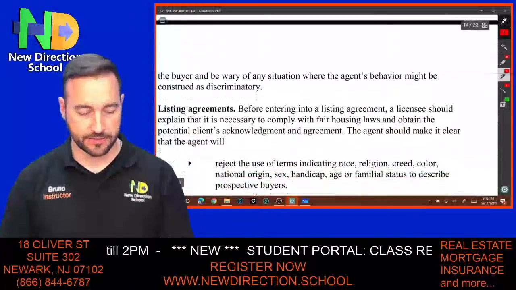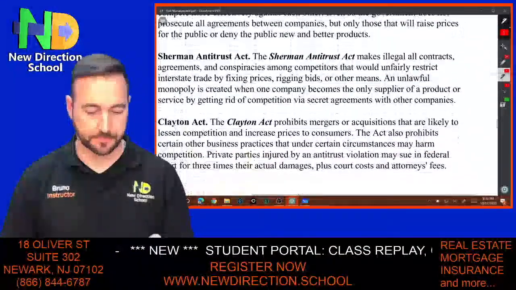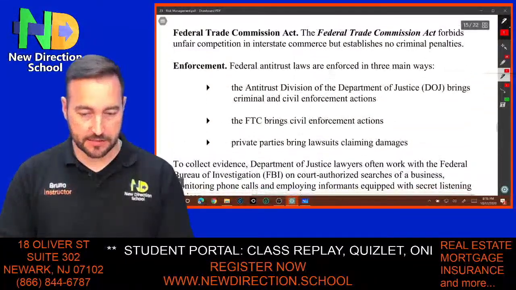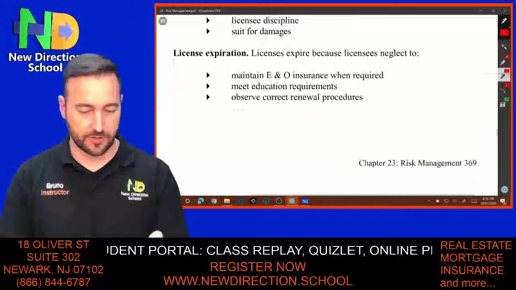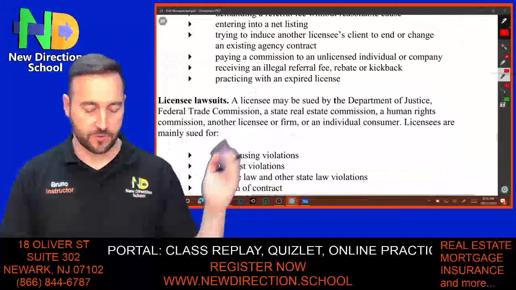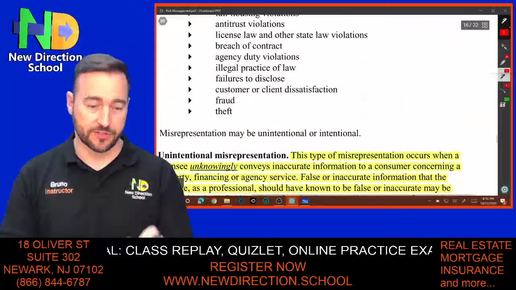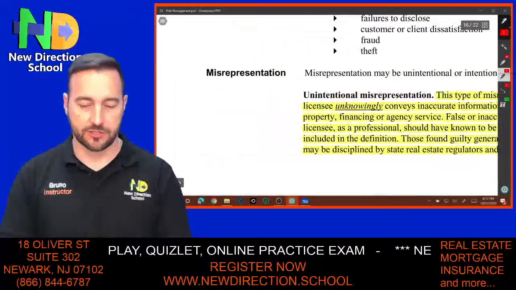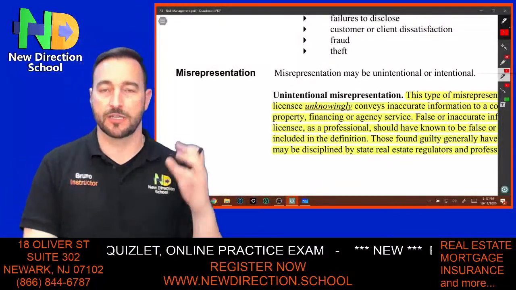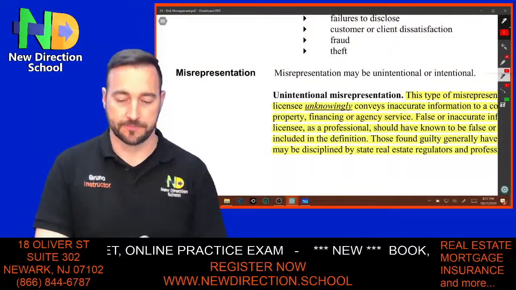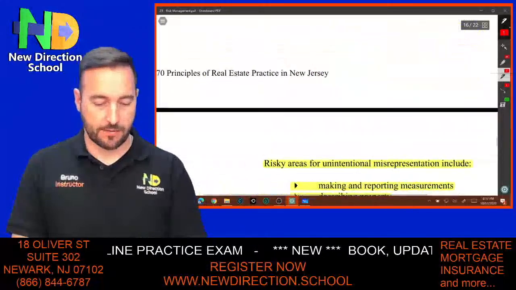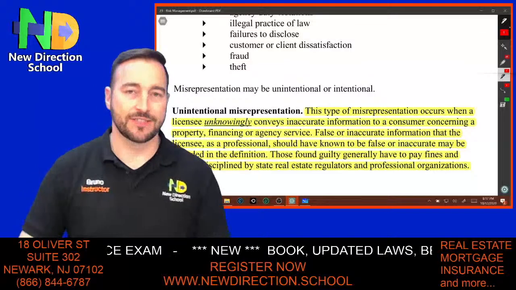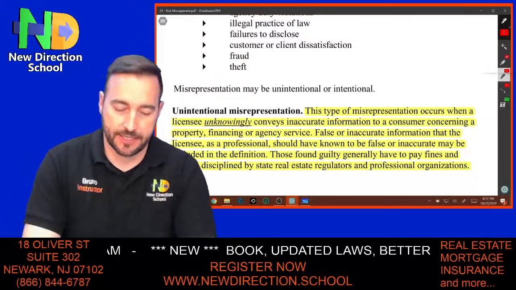Answering questions, nothing that was steering, listing agreements, we cover all this. Right? Covered. This is antitrust. Suspension, we just talked about that in the previous chapter, license suspension. All right, what if you don't know? So there's different representations, misrepresentation. There's intentional and there's unintentional. I'm on page 370. So there's intentional and there's unintentional misrepresentation.